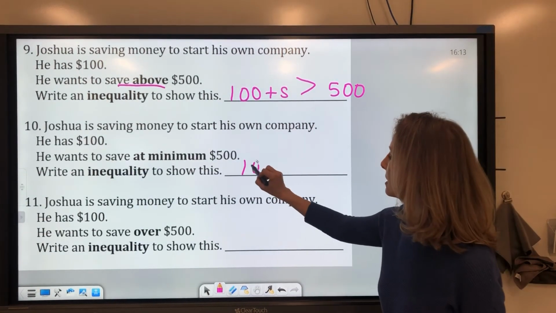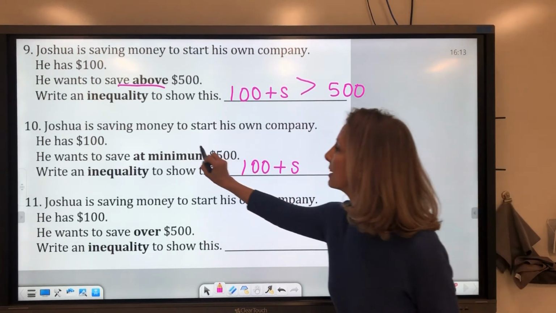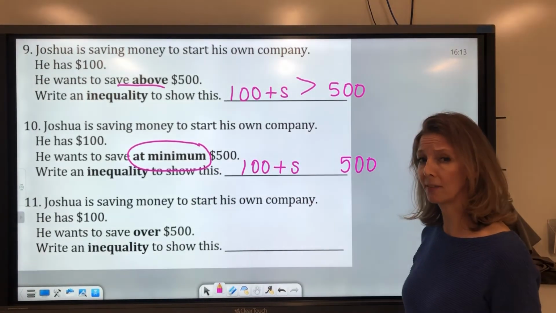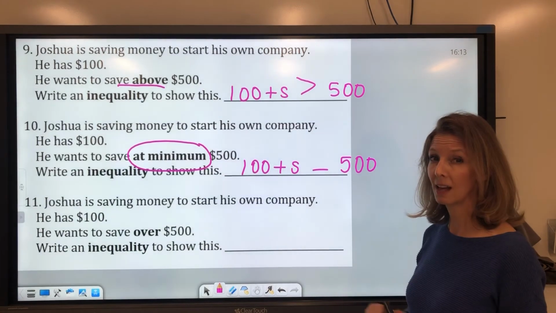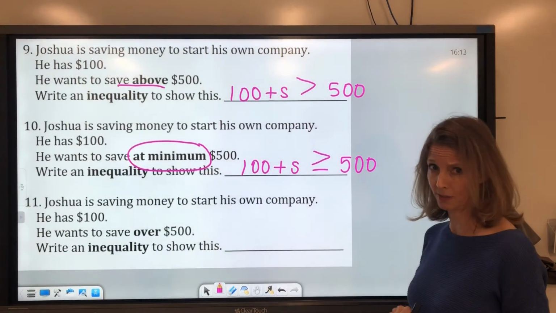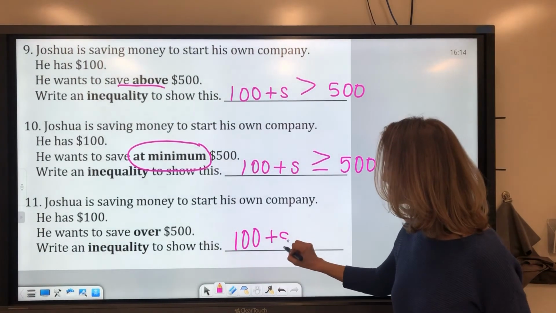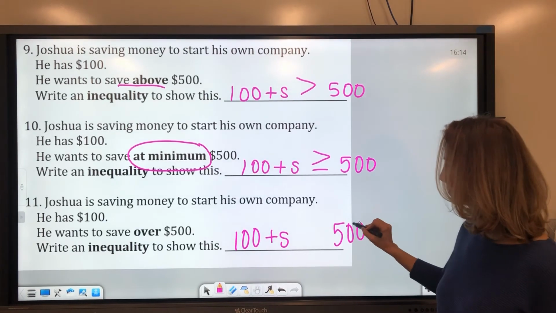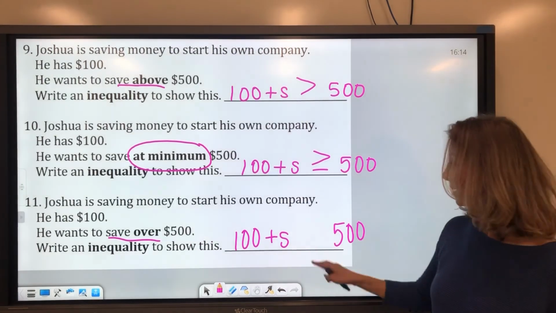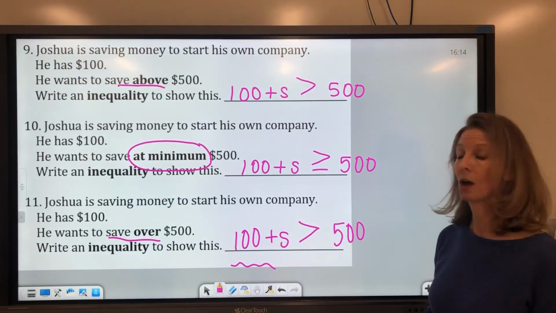Number 10. We have our 100 plus S, we have 500. This says a minimum, so we want this right here to be a minimum of 500, meaning it could be equal to 500, but the very least this could be is 500, so it could be greater than or equal to 500. Last one, I promise. 100 plus S, we have our 500. This time it says he wants to save over 500, so this part right here needs to be bigger than 500, which of course is greater than.